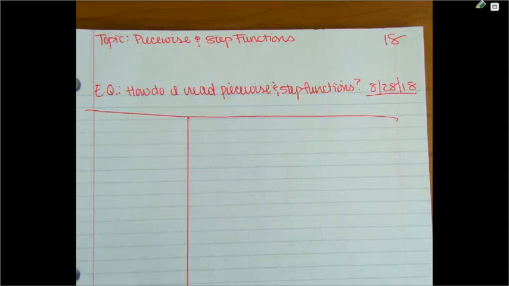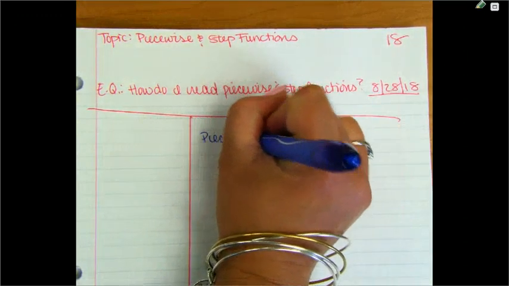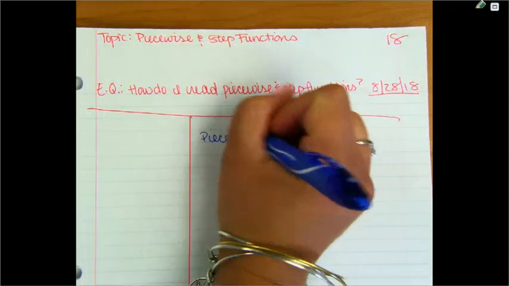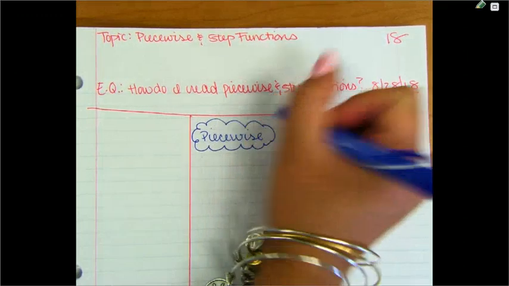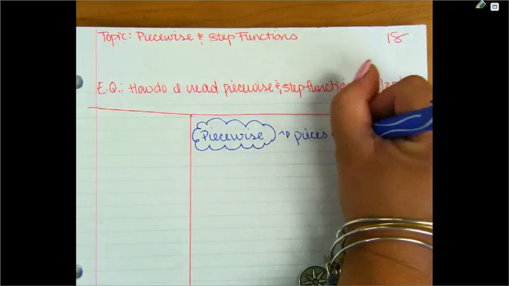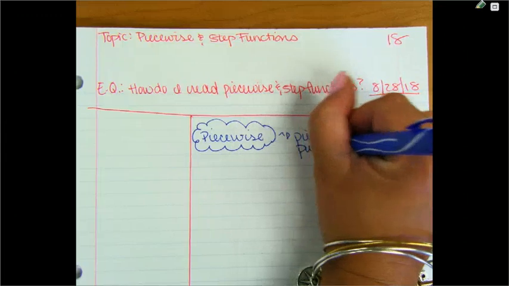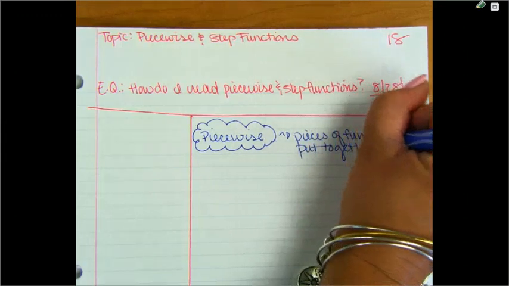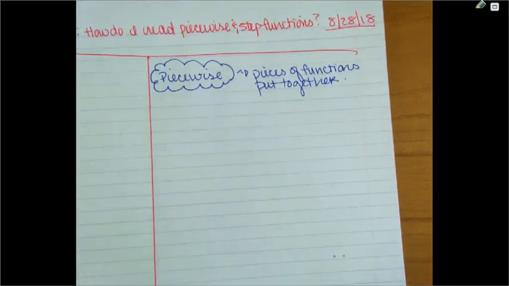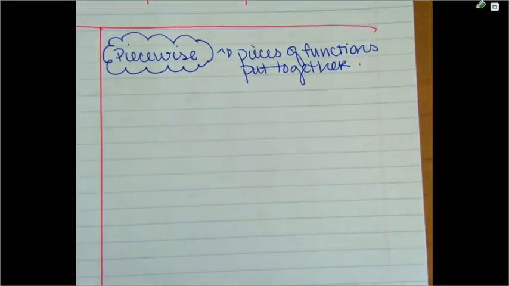We did piecewise and step in IM2. Yes? Pretty sure we did. All right, so what is a piecewise? It's literally broken up into pieces. So it's pieces of functions put together. It looks like pieces. It does not look like one pretty function where it all is together. It looks like pieces.